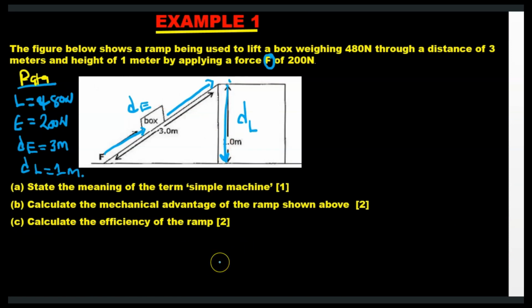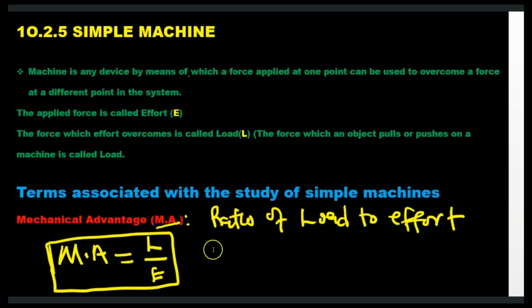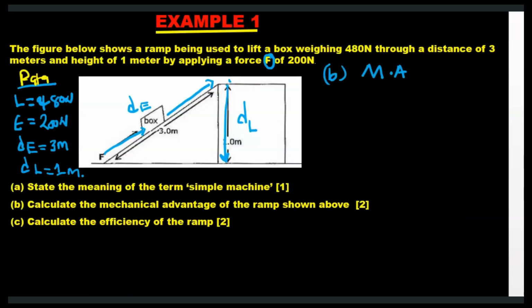So let us now look at the second question. I'll put here B. The question is, calculate the mechanical advantage of the ramp shown above. We've looked at the formula for mechanical advantage, and we just said it is a ratio of load to effort. So that is the formula that we are going to apply.